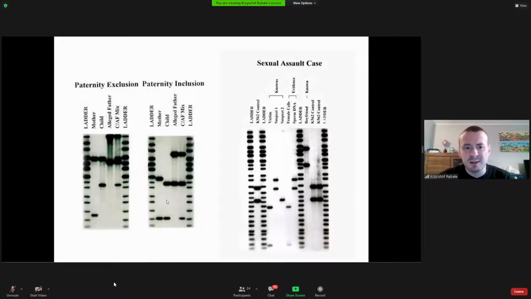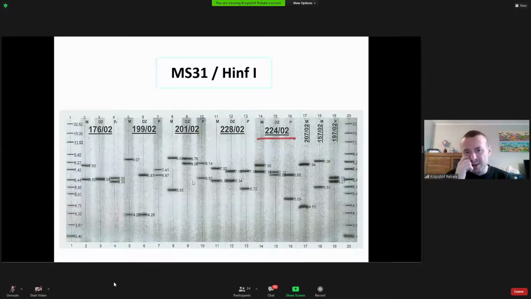And here you can see the opposite situation. This band in the child is found in the mother, and this one matches the alleged father. Okay, let us go further. And here is another example from 2002, just to show you how this examination looks like. And the bands are, I think there is no exclusion here.